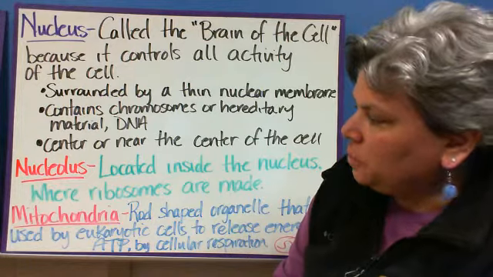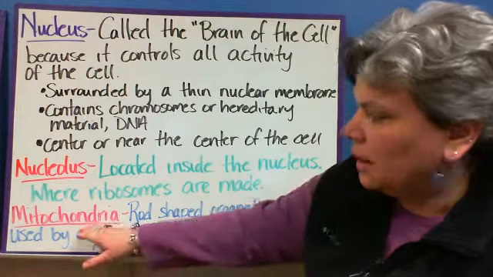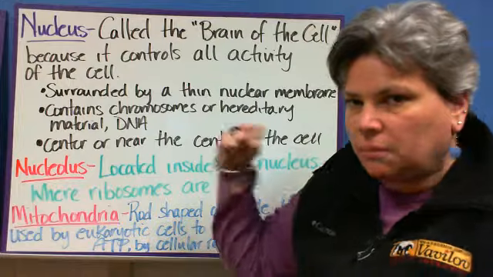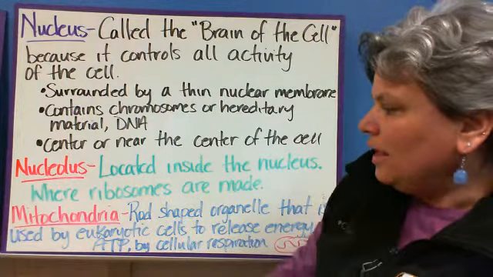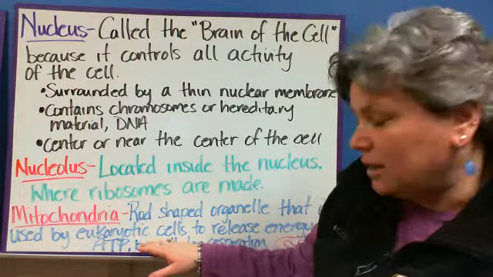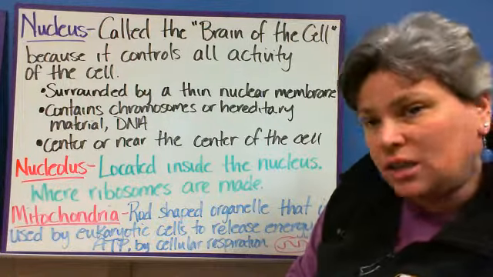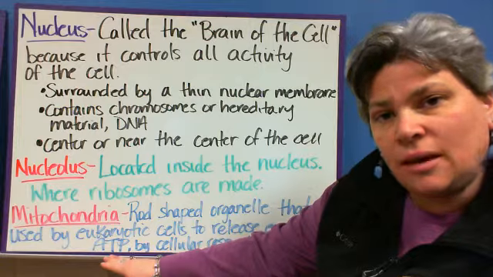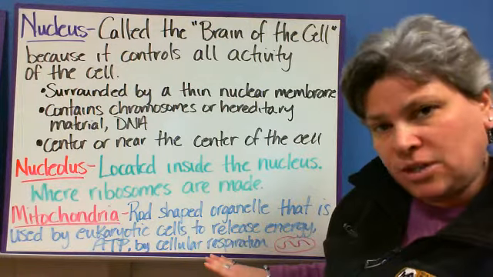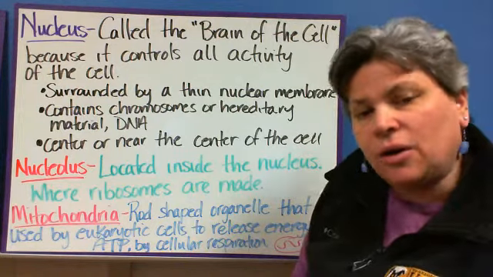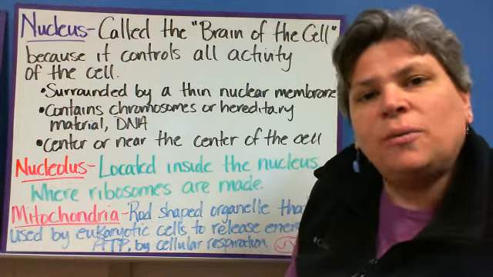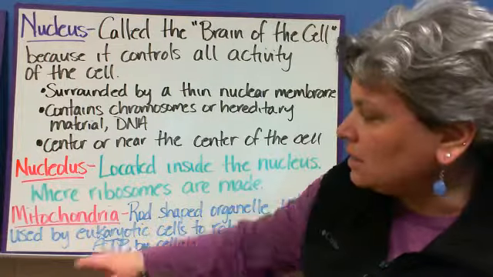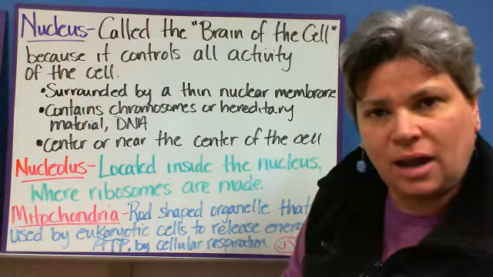And another one that we've probably heard a lot about is the mitochondria. I'm sure you've heard of the mighty mitochondria. So you should know that it is a rod-shaped organelle that is used again by eukaryotic cells to release energy in the form of ATP by the process of cellular respiration. And remember, we've said before, respiration is a process where you make energy in the form of ATP. Well, that process is done inside of our mitochondria.